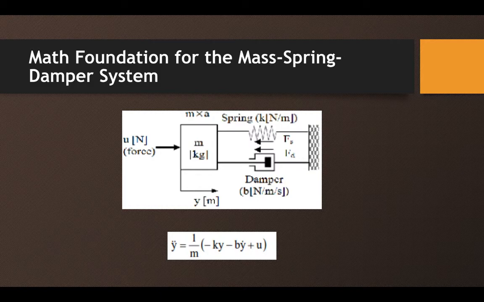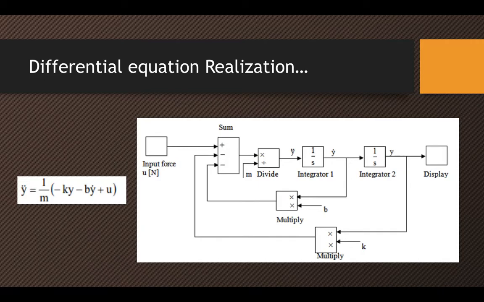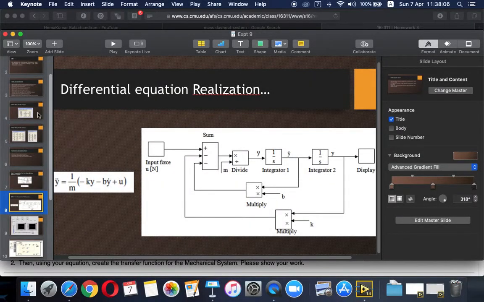Now we want to simulate this particular system using LabVIEW. So this equation is given here. u is the input force. Then you have three terms here: u, minus b y dot, minus k y. All these three terms are algebraically added, so I use a summer. Your input force is added, the other two terms are subtracted. Then the resultant of this summation is m into y double dot.